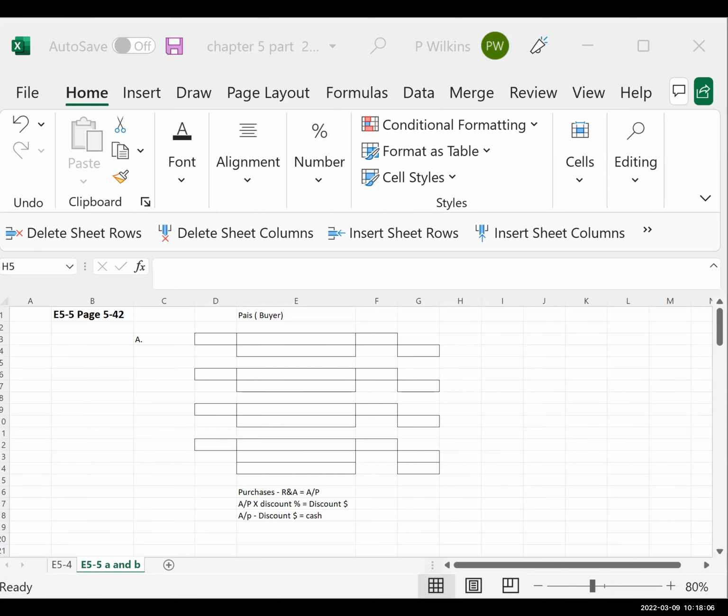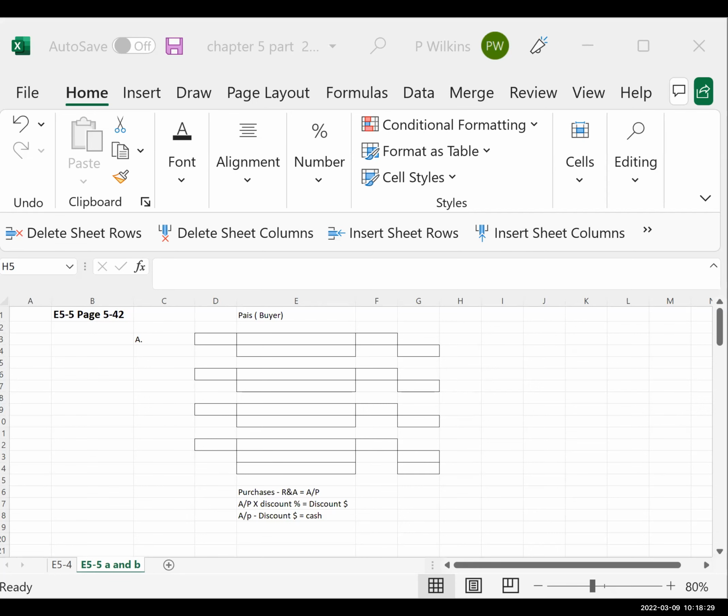Okay, so this is going to be exercise 5.5 on page 542. And this exercise, we will do the buyer side and the seller side for the same problem, so you can get a good comparison. Exercise 5.5 has a whole bunch of information in that paragraph, and I'll just read it real quickly because we're going to have to go back to it and break it down.